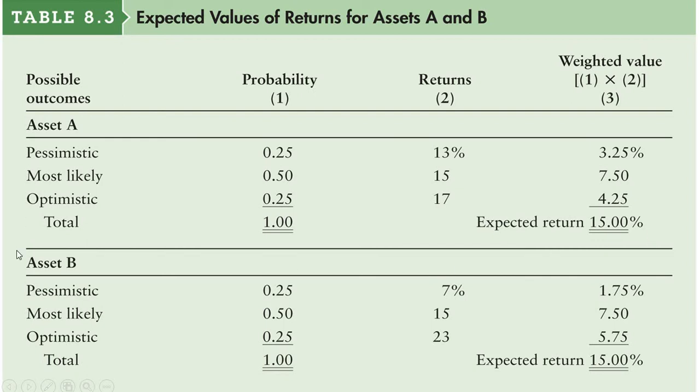Similarly, if we find out the expected return for asset B, it is also 15%. So based on expected return, both assets are the same, because both assets will provide 15% expected rate of return.